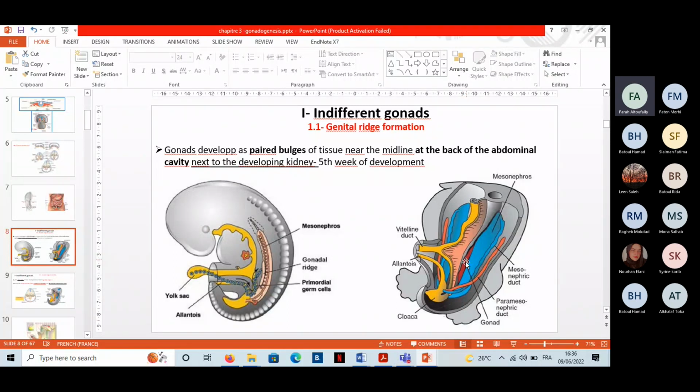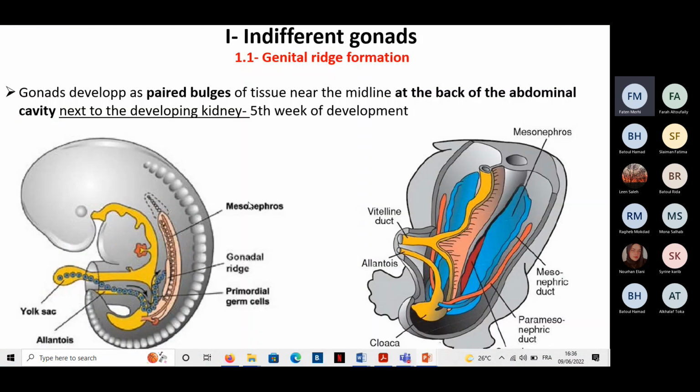Yes. We have one from this side and another one from the other side here. And as you can see, they are near the midline of the back. Okay.